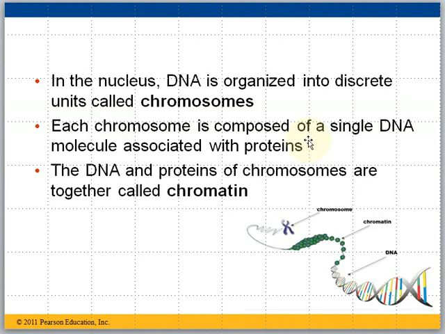In the nucleus, the DNA, which is the instruction material, is organized into units that we call chromosomes. And each chromosome is a long single strand of DNA wrapped up together with proteins that hold it together. The DNA and the other proteins of the chromosome all together are called the chromatin. So if we look at this picture here, DNA in long strands is wrapped around proteins. We call that chromatin. And then it's in units or portions that we call chromosomes.